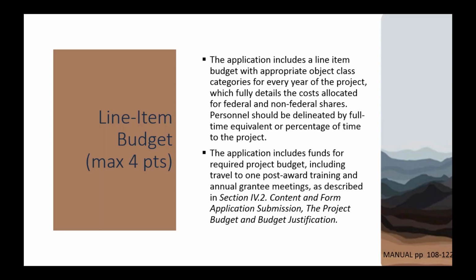A line item budget is required for each year of your project. The line item budget provides detailed amounts of federal and non-federal resources needed to carry out the project work plan for each project year. For example, a 3-year project would have 3 individual line item budgets. The budgets should also include required travel to the post-award training in year 1 and the annual grantee meeting for every year of the project.